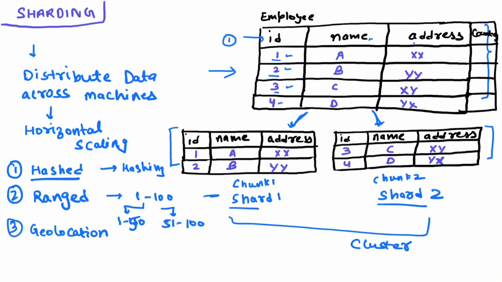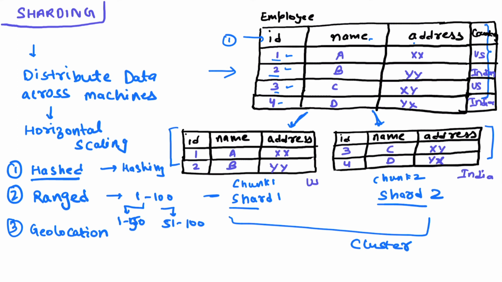What geolocation will do is, based on the country code of the employee, the data will go to the machine which is available in that particular country. Let's say this machine is in US and this machine is in India, just as an example. Employee 1 is in US, employee 2 is in India, employee 3 is in US again, and employee 4 is in India again.